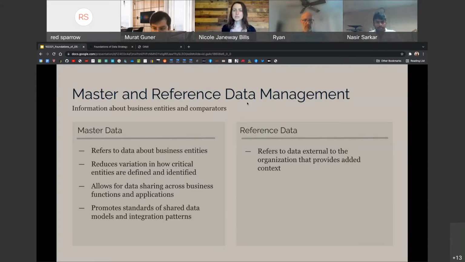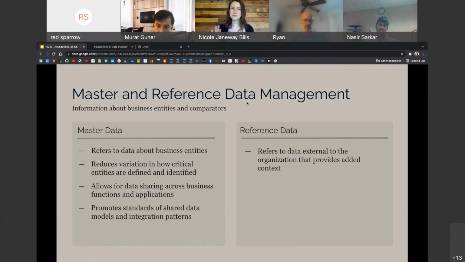It's collected and preserved in a source of truth transactional data system, and that provides a resource for the entire organization. This reduces variation in how critical entities are defined and identified, and it allows for data to be shared across business functions and applications. It promotes standards of shared data models and integration patterns. So master and reference data is really important for integration and interoperability across your organization.